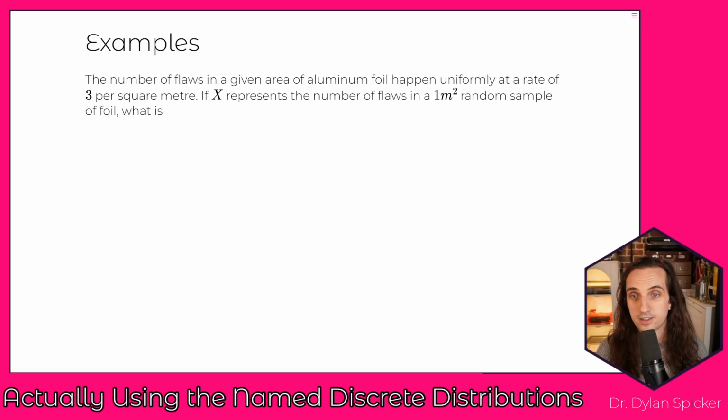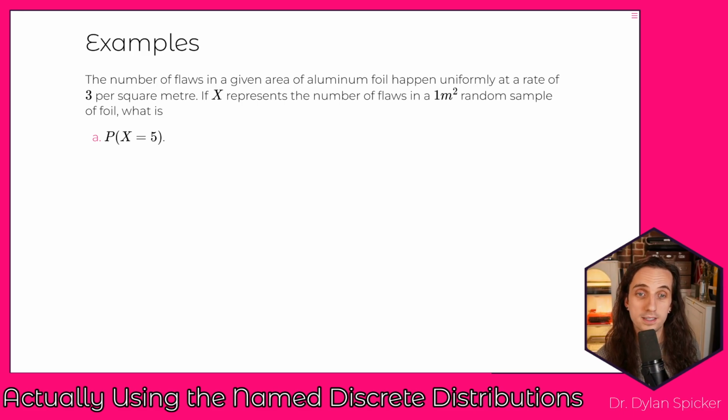Let's take a look at another example here. The number of flaws in a given area of aluminum foil happens uniformly at a rate of 3 per square meter. If X represents the number of flaws in a 1 meter squared random sample of foil, then what is the probability that X is equal to 5? Okay, so what's happening here?